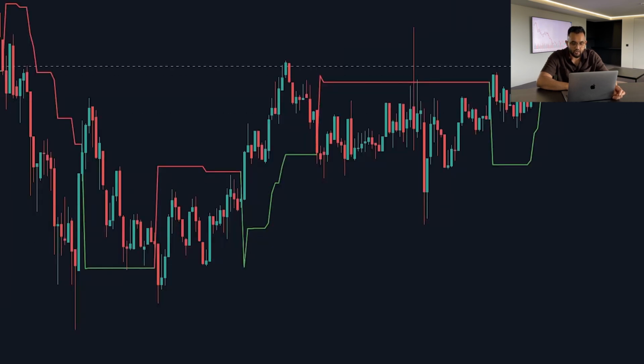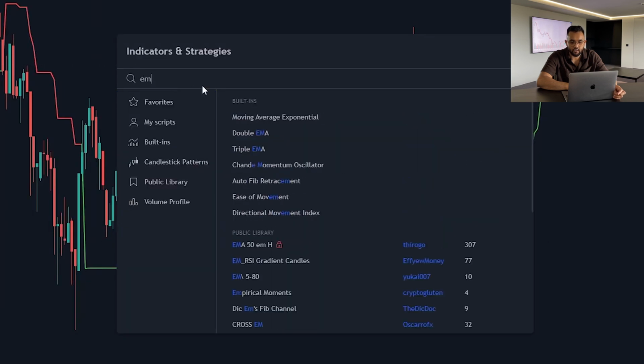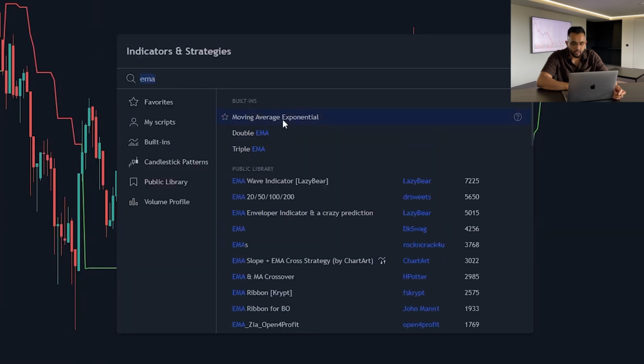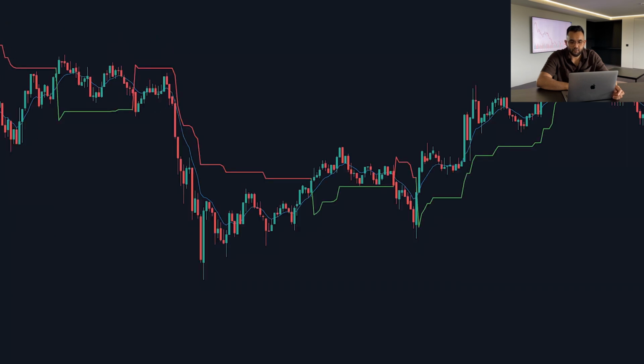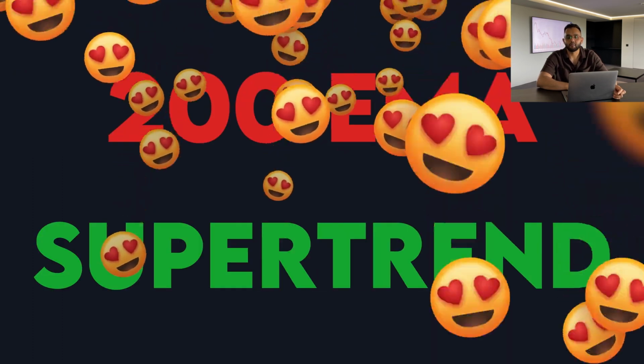Another strategy we can use is pairing the super trend indicator with the 200-day moving average. Why this strategy is so powerful is because the super trend indicator is very good at finding short-term trends and the 200-day is good at finding long-term trend. That's why pairing both of these indicators is like magic.